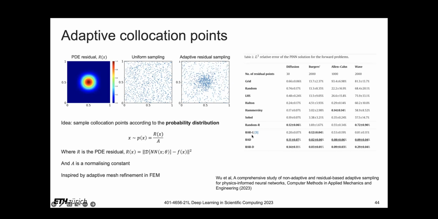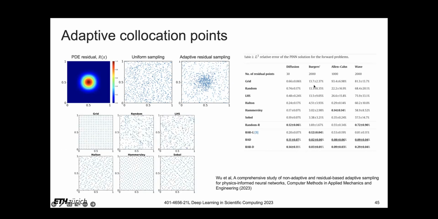So they found these residual-based adaptive refinement methods to be the best for these particular problems. What do these other sampling methods look like? This is grid. Then you have random, or pseudo-random at least. And then you have these other ones which are quasi-random, which try to make sure you sample most of the space, but in a quasi-random way. You can go into exactly how these methods work in more detail if you're interested.